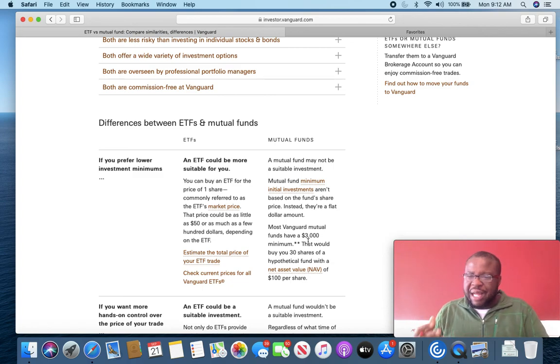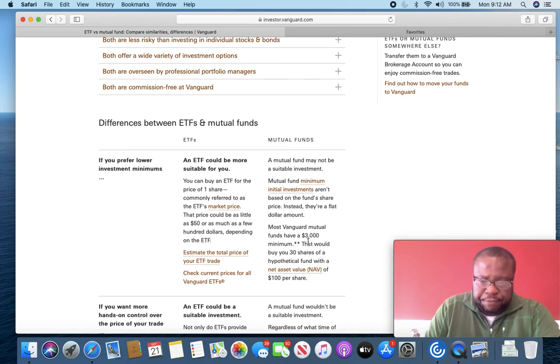So because that $3,000 could be a barrier to entry for a lot of people, they may not be able to do that at this point. But if you can afford the price of one ETF, they usually have a corresponding ETF that matches that index fund. Okay?